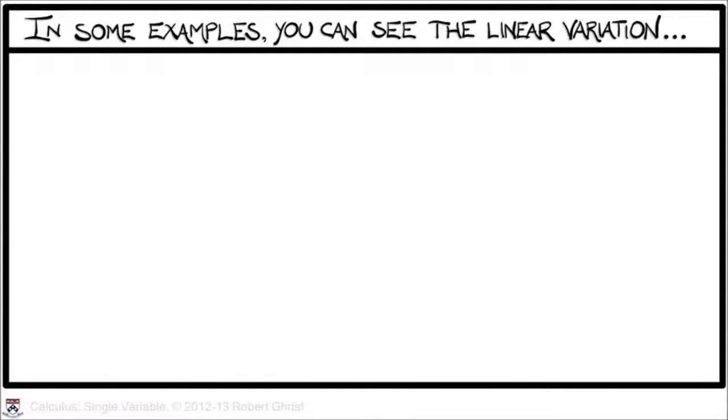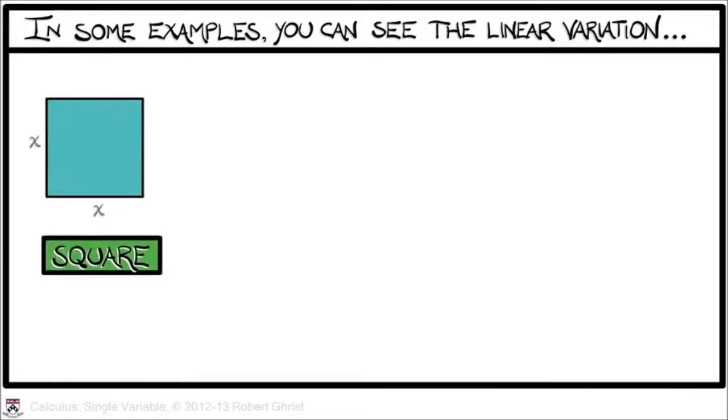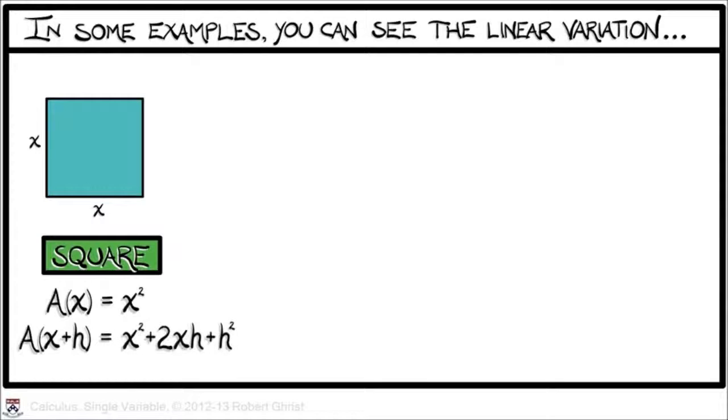Thinking of derivatives in terms of linear variation can be frustrating if you're trying to visualize it. It's maybe not so easily visualized as is slope. However, in some examples, you can really see the variation. Consider the area, A, of a square of side length x. What happens if we increase x by a small amount? The area becomes x squared plus 2xh plus h squared.